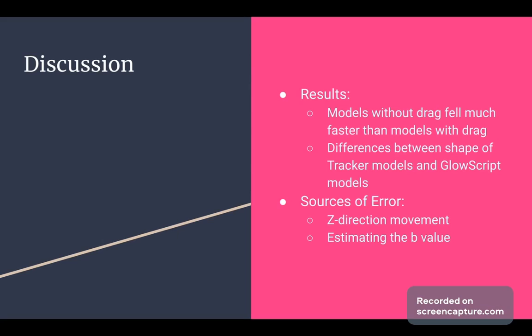These errors could be due to the paper falling in a z direction that we can't capture on a 2D camera, and errors in estimating the b value because that was just trial and error.